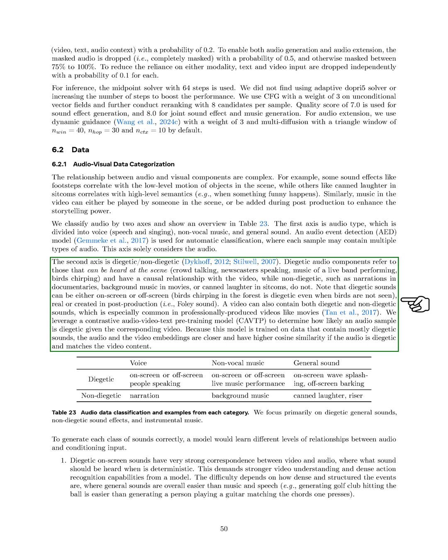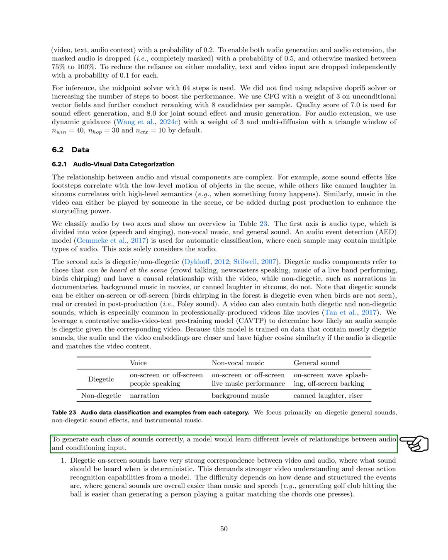We leverage a contrastive audio-video-text pre-training model to assess the likelihood of an audio sample being diegetic based on the corresponding video. This model is trained primarily on diegetic sounds, leading to closer audio and video embeddings when they match.